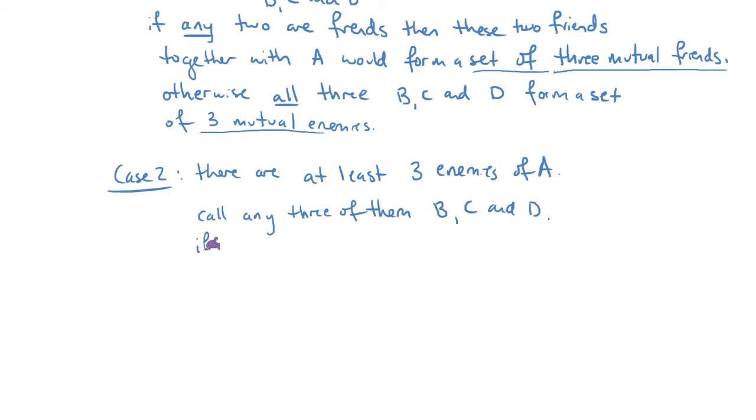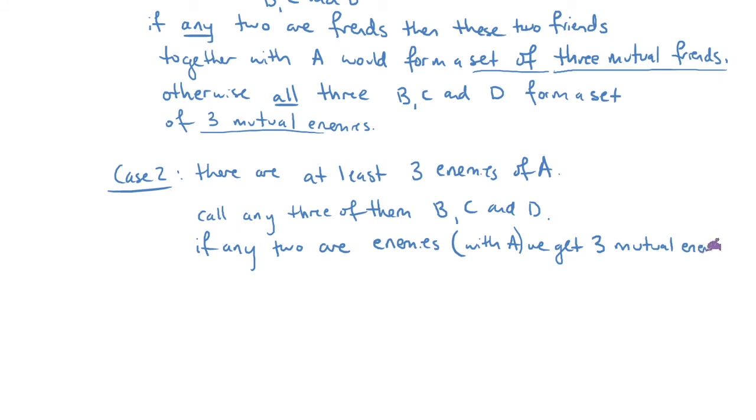Then if any two of these are enemies, then what happens? Let's say B and C are enemies. Well, A and B were enemies and A and C were enemies. So with A, we get three mutual enemies. So if any two of these were enemies, then with A, you'd get three mutual enemies. And otherwise, B, C, and D are three mutual friends.